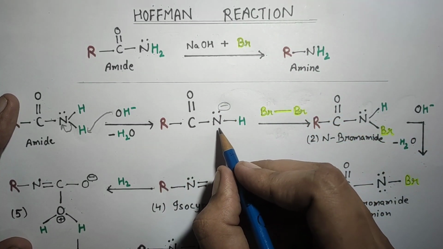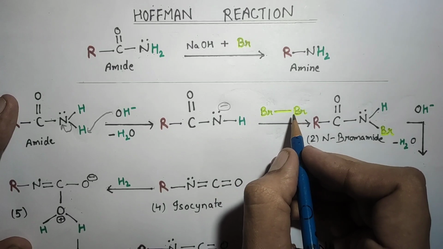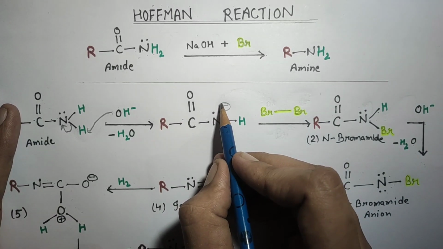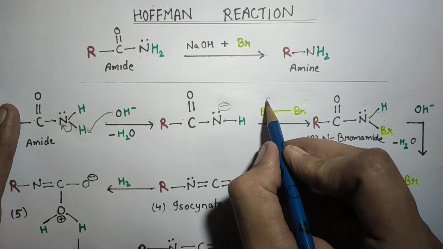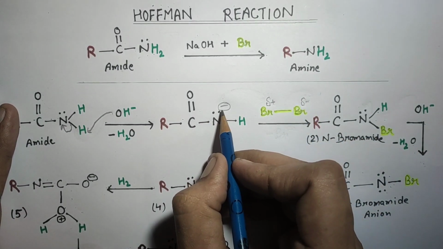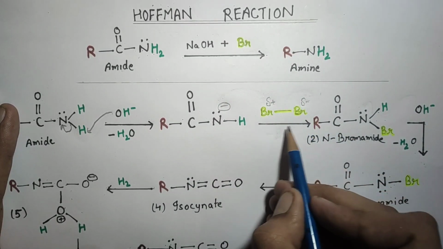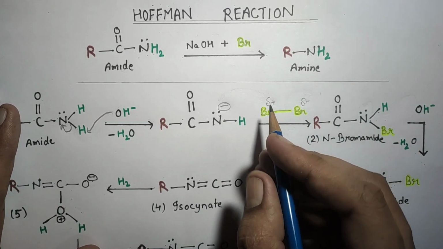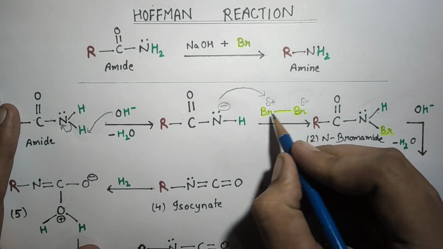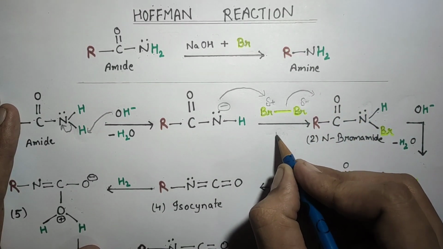Now this anion will react with the halogen. Here halogen which we are adding is bromine. So this diatomic molecule of bromine will generate induced dipoles, which is partial positive and partial negative due to this negative charge of anion. Now this bromine here will act as an electrophile and this anion will attack on this bromine and this bromine-bromine bond breaks, giving rise to this N-bromoamide and bromide anion.